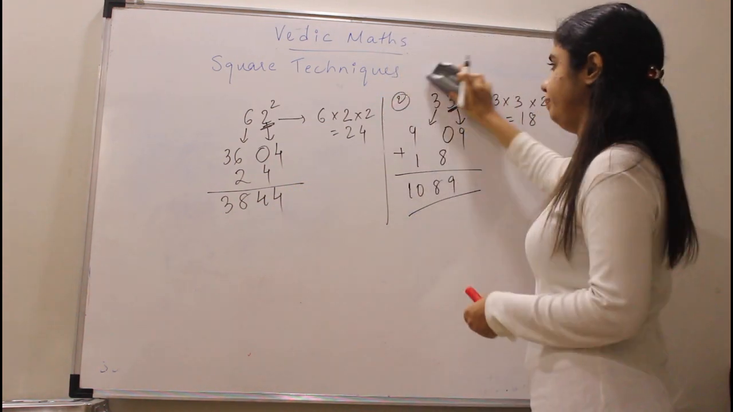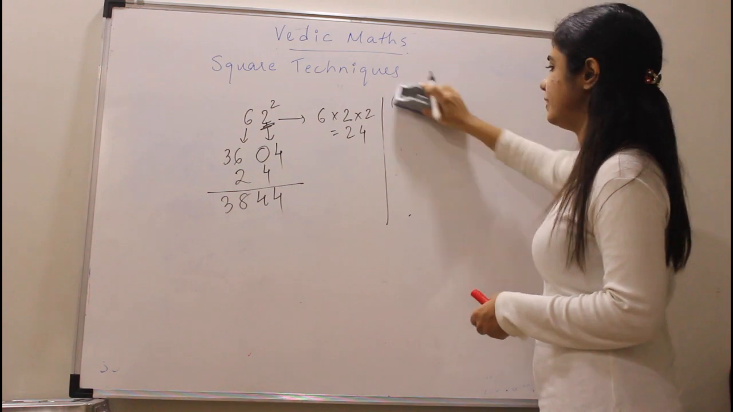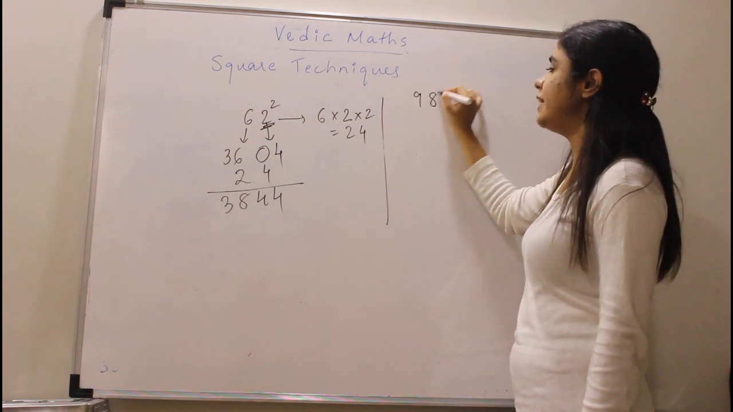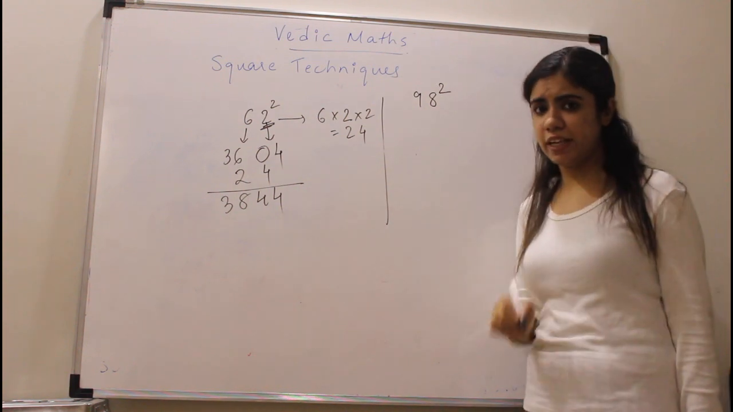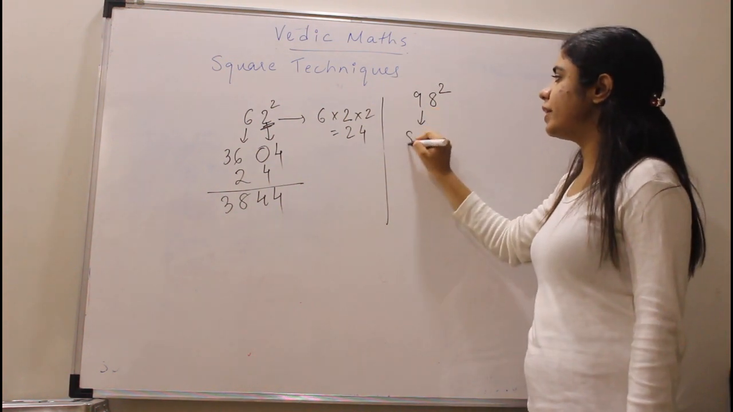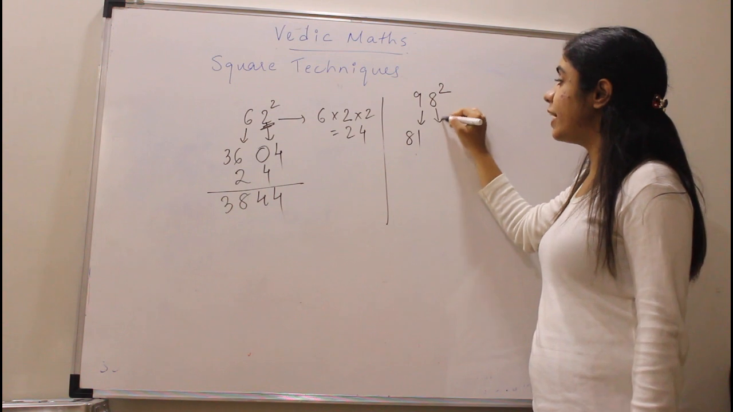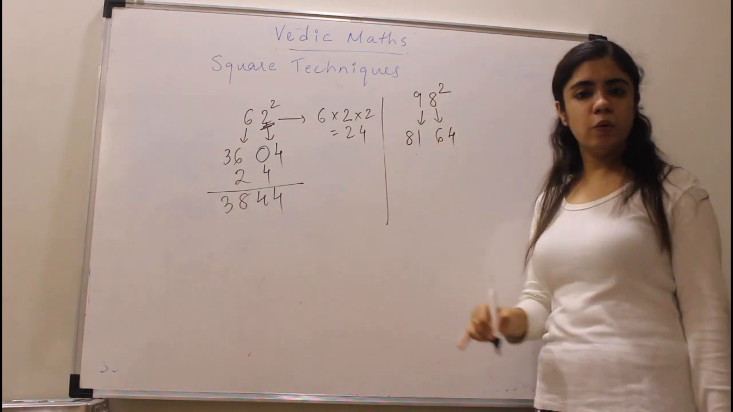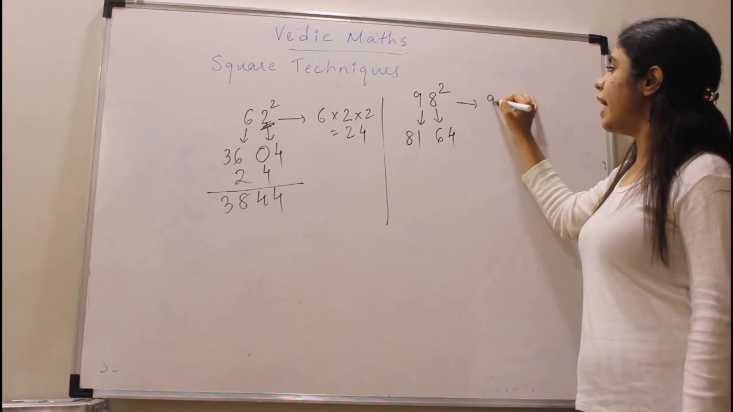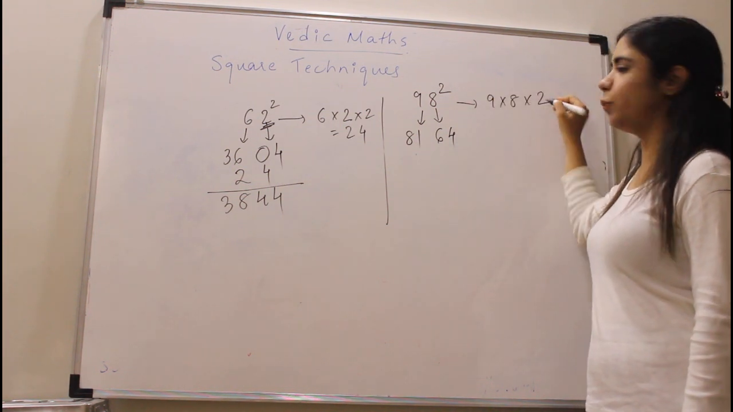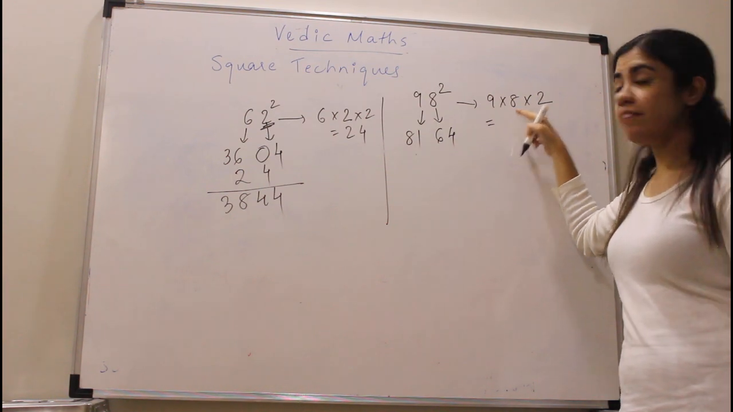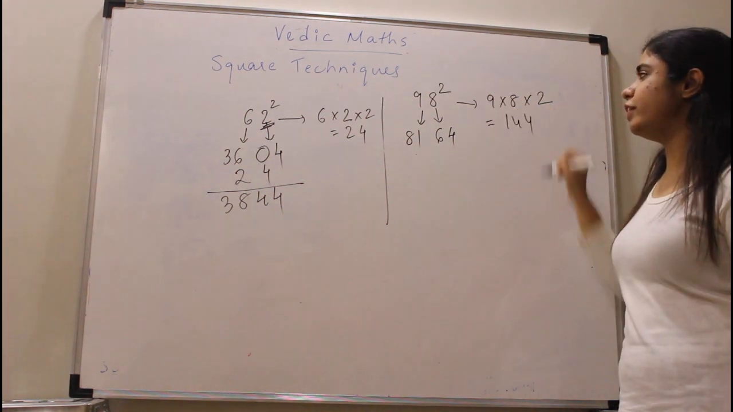Okay? Now, let's take another example. Suppose if I ask you, what is 98 square? 9 square is 81. 8 square is 64. Now multiply these. So what will you get? 9 into 8 into 2. So this is 9 into 8, which is 72. The double of 72 is 144.